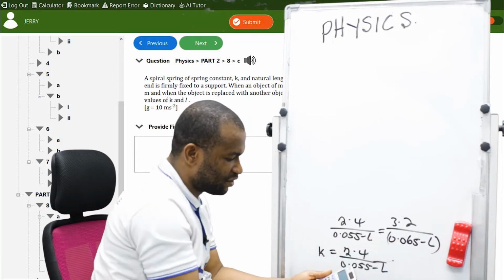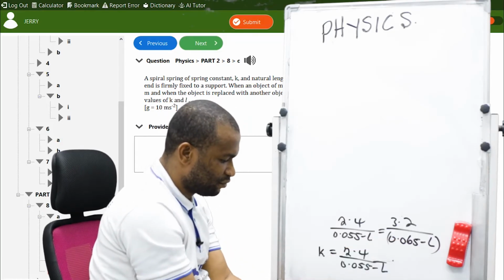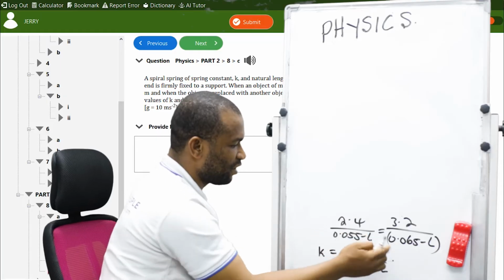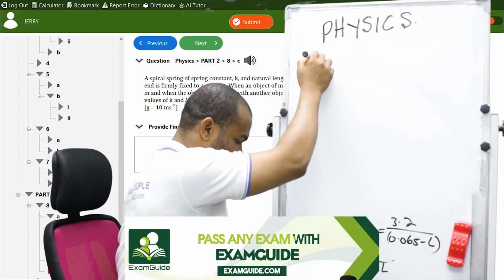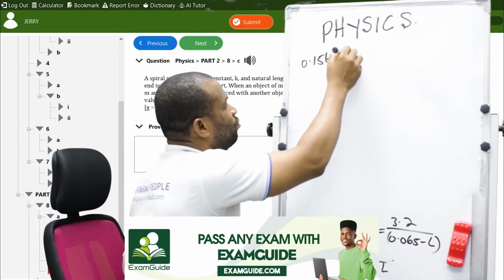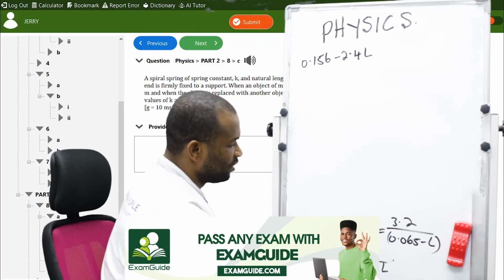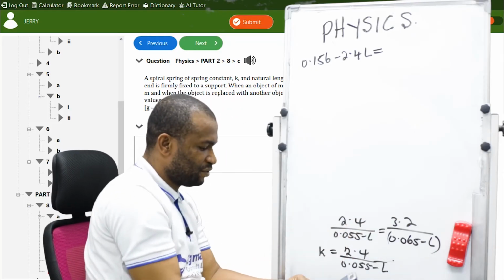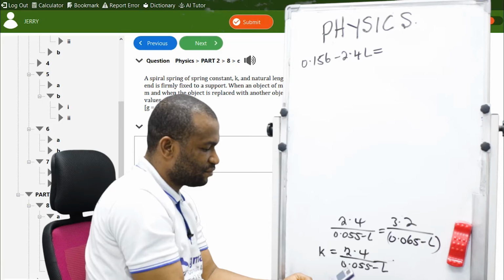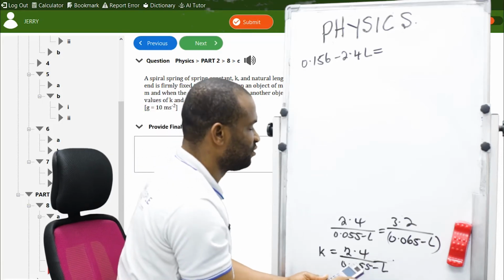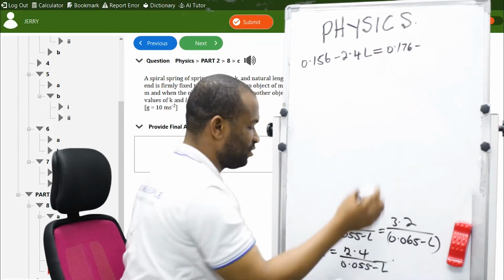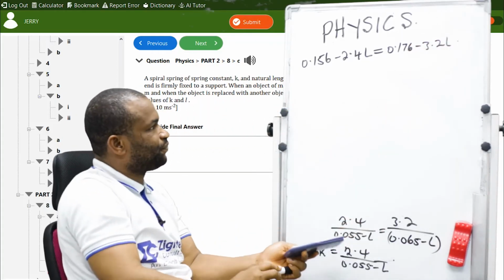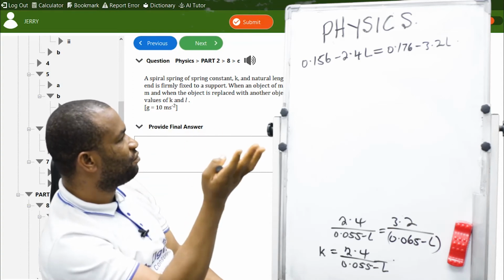2.4 multiplied by 0.065. So this multiplied by this, I'm going to have 0.156 minus 2.4L. This times this times this, I'm having this. And this is equal to 3.2 times 0.055, which is 0.176 minus 3.2L. All right, so I'm going to deal with the mathematics.